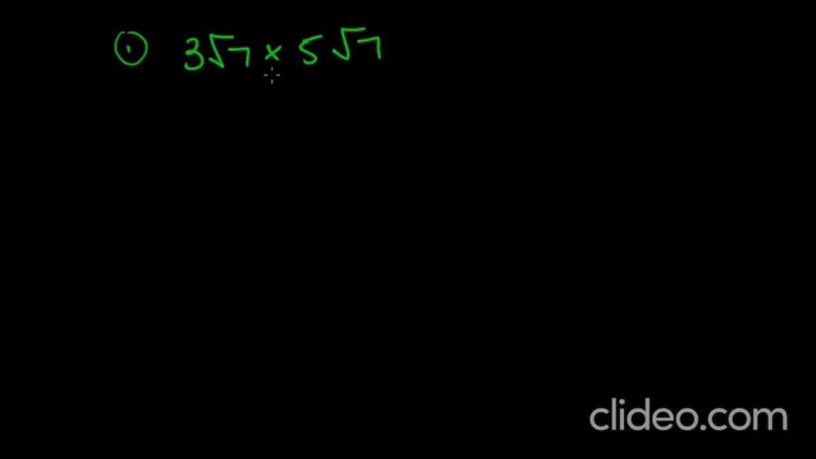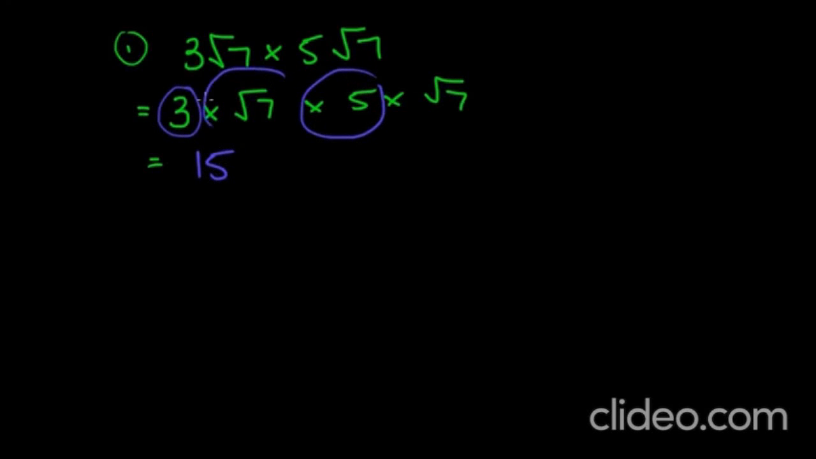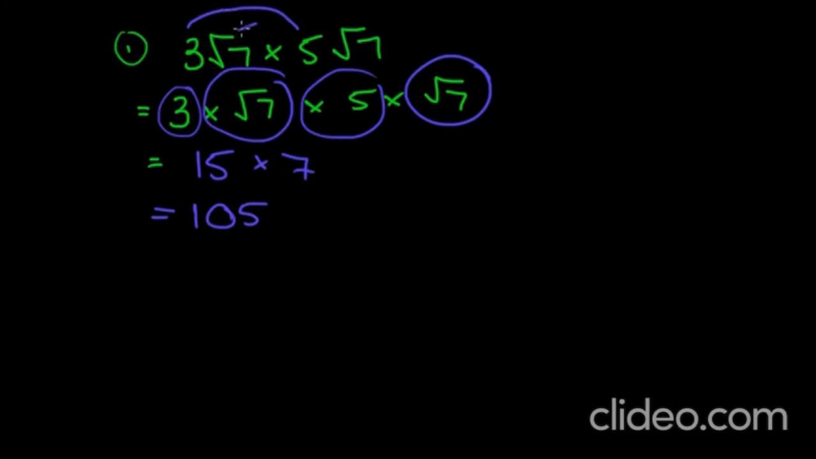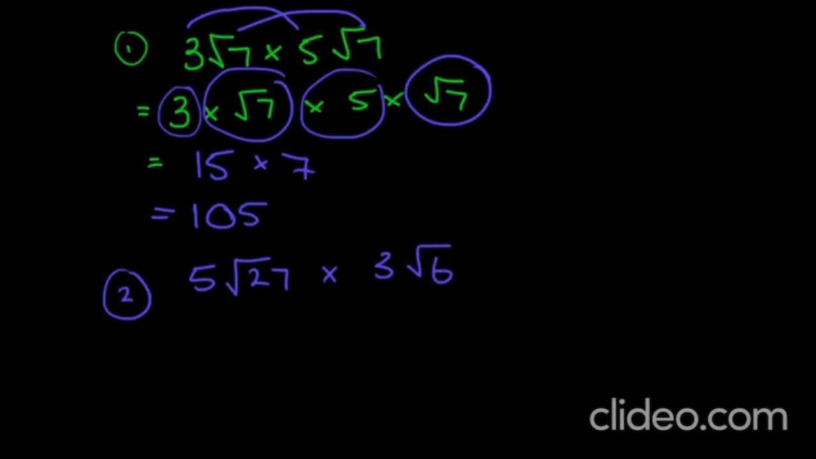Here is another example. 3 root over 7 times 5 root over 7. Let's multiply the like terms. 3 times 5 is 15. And root over 7 gets multiplied with the other root over 7. According to the rule, we have to cancel out the power of 2 with the square root. Now we are left with just 7. So 15 times 7 is 105. Don't forget, we have to multiply the like terms, like 3 times 5, and then root over 7 times root over 7.